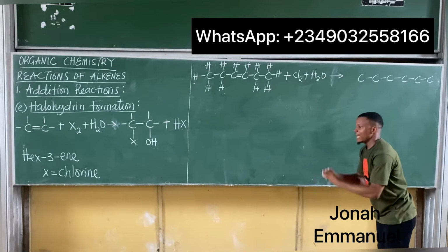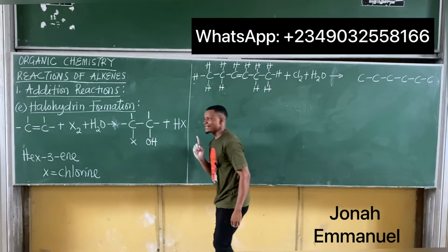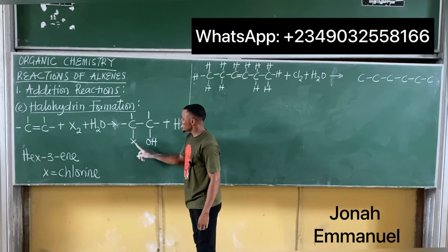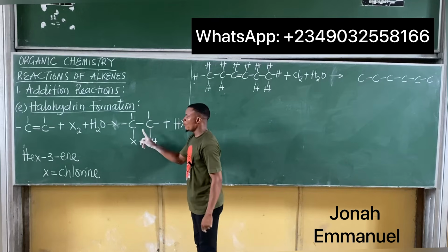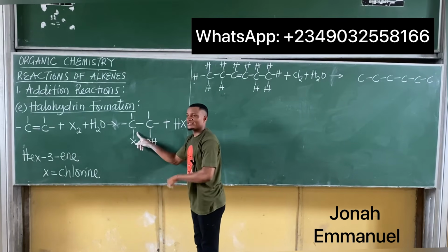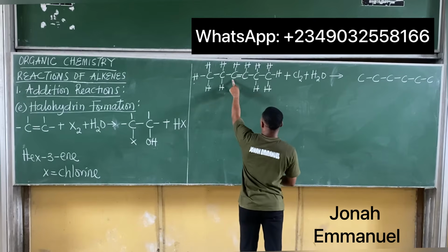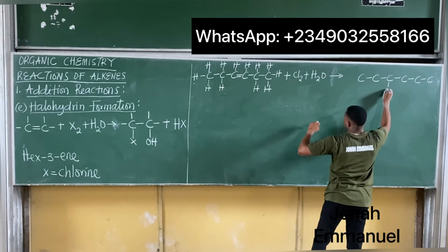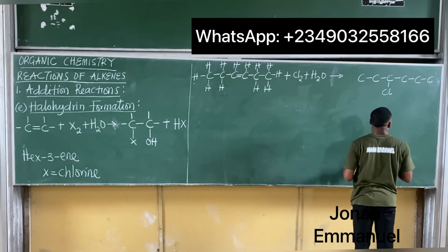What next? I've said this over and over again. Observe that in your answer it is not X and X. Maybe you give me X and X, it's not di. It's X and OH. That means for the carbons bearing the double bond, one of them takes X, the other one takes OH. So which of these two bears it? The third one takes Cl, that's X. The other one takes OH. Very simple.